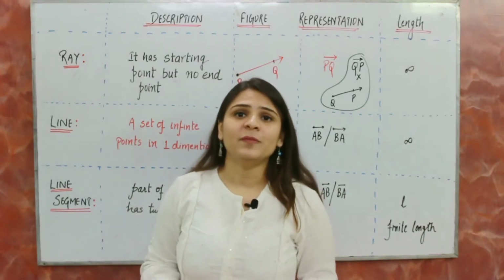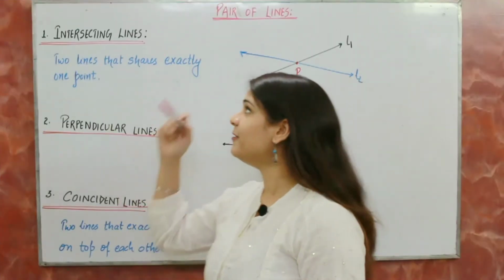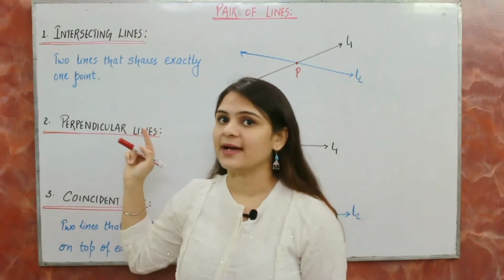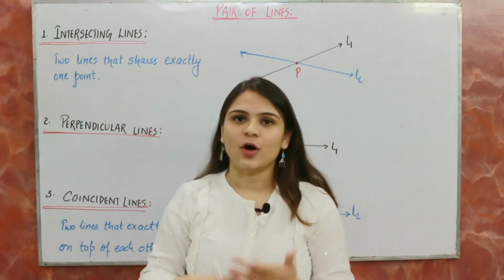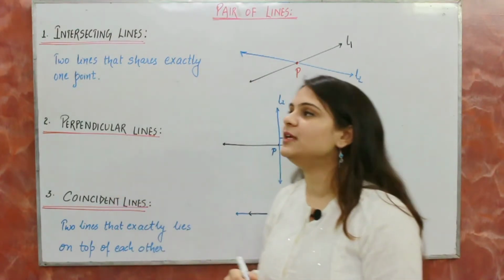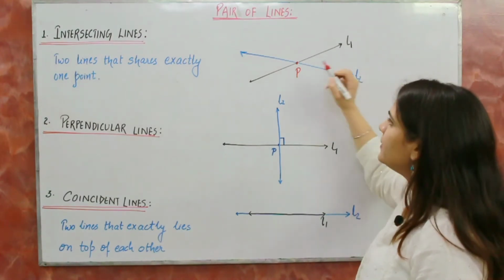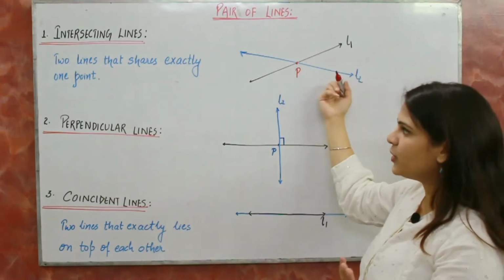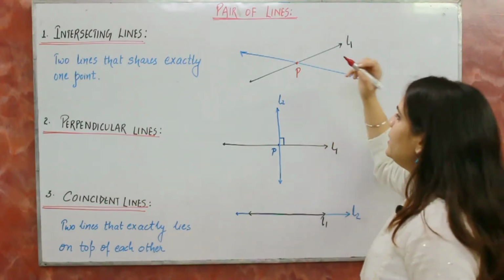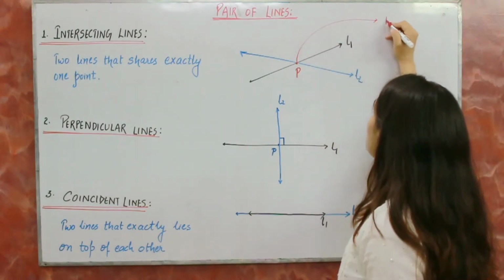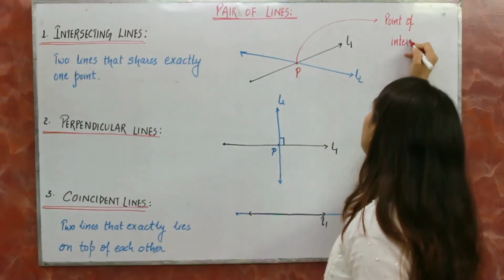Now we will move to our next topic, that is pair of lines. Let's start with that. First pair is intersecting lines, which means two lines that share exactly one point, or you can say two lines which cross each other. For example, we have two lines here, line L1 and L2, and they cross each other, and they share exactly one point, and this point is named as P. And this shared point is known as point of intersection.